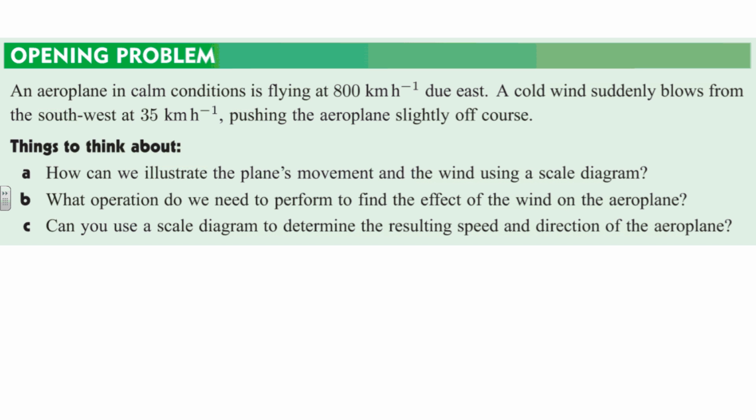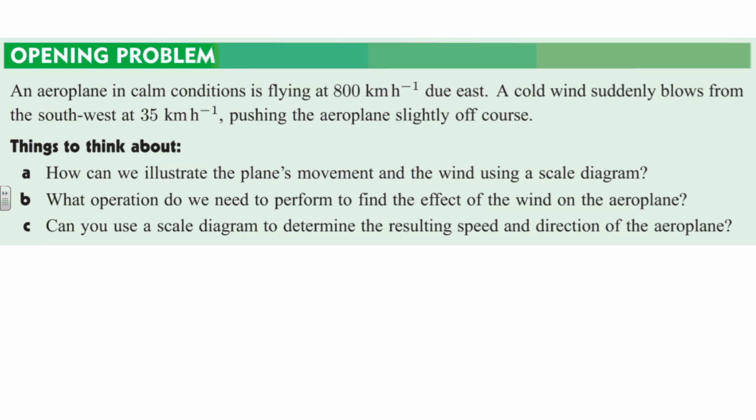Let's think about vectors and how they might be used in a couple of different scenarios. So this one says an airplane in calm conditions is flying at 800 kilometers per hour due east. A cold wind suddenly blows from the southwest at 35 kilometers per hour, pushing the airplane slightly off course. Obviously these are things that really happen in the real world. Right now we have computer systems that help us deal with them, but in general, it's important for us to think about how greatly these things affect things like airplanes or other moving objects that we'll be discussing as well.